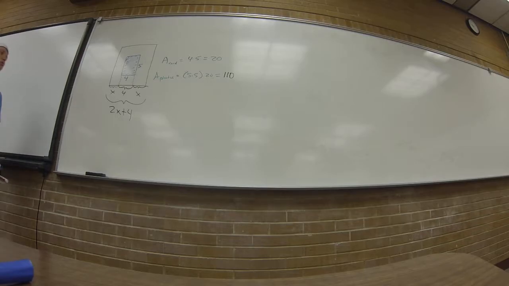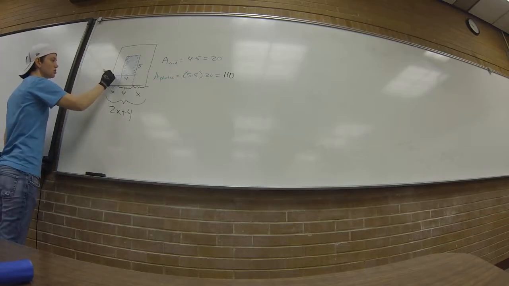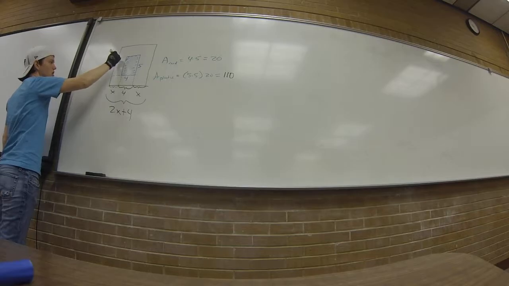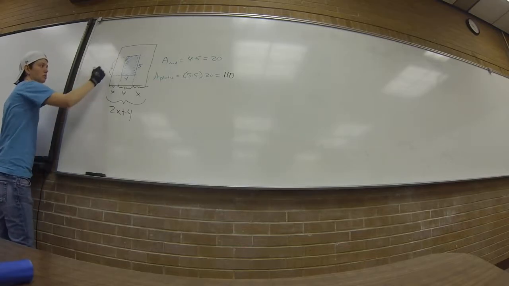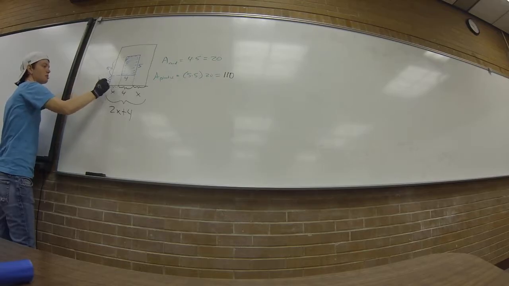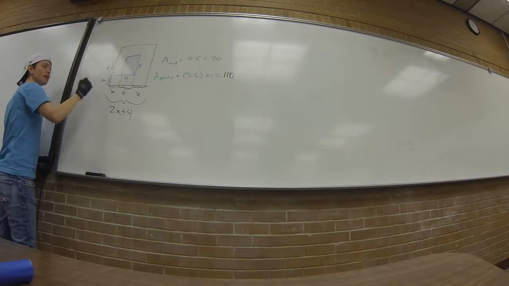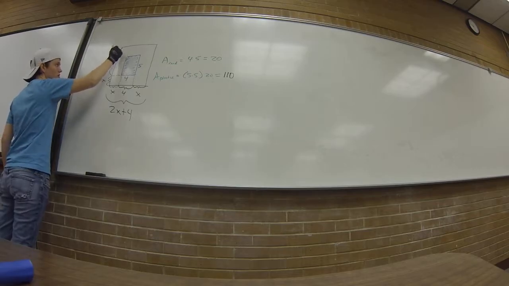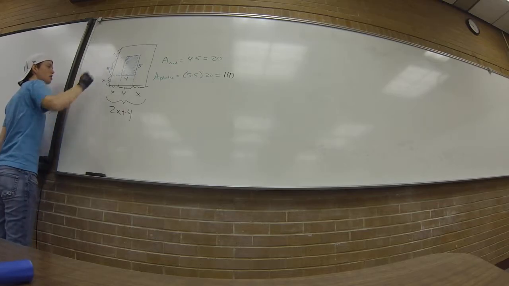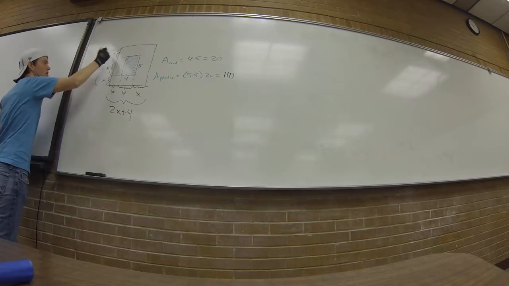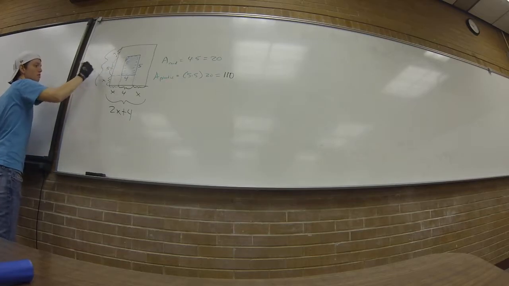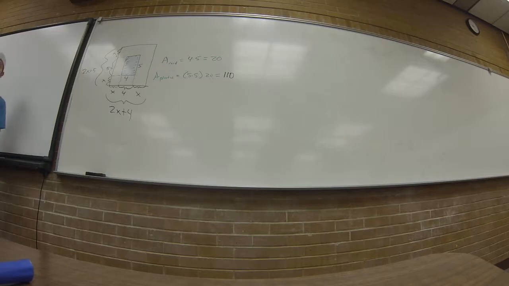Alright. Similar thought process for this. Scoot the card over in your mind all the way to the edge. How wide is that piece? 5. How wide is this piece? Still x because it's a uniform border. We want it to be perfectly centered. So how tall is this going to be then? 2x plus 5? Any questions about getting that 2x plus 5 and 2x plus 4?